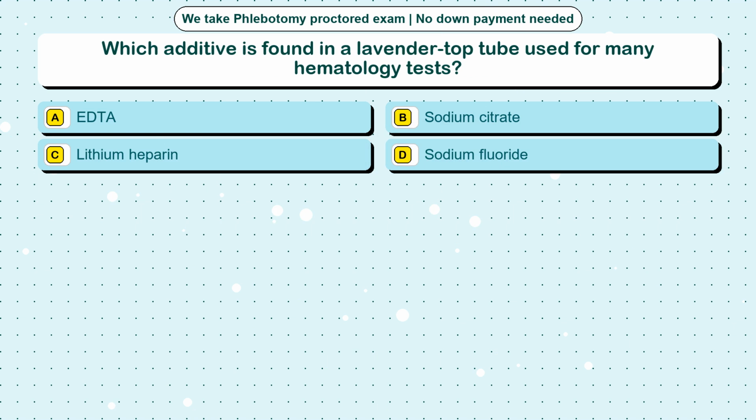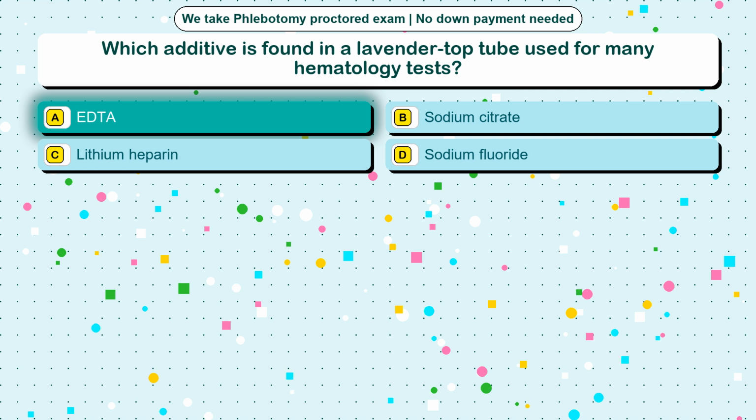Question 67. Which additive is found in a lavender top tube used for many hematology tests? Option A. EDTA. Option B. Sodium citrate. Option C. Lithium heparin. Option D. Sodium fluoride. The correct answer is option A.